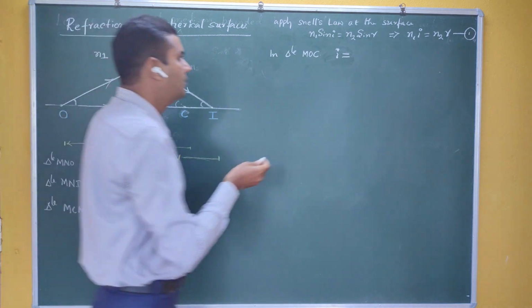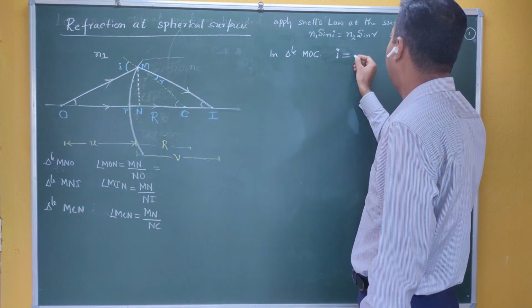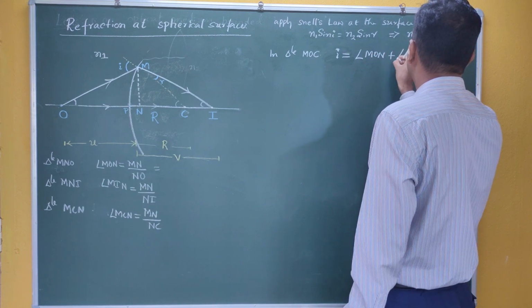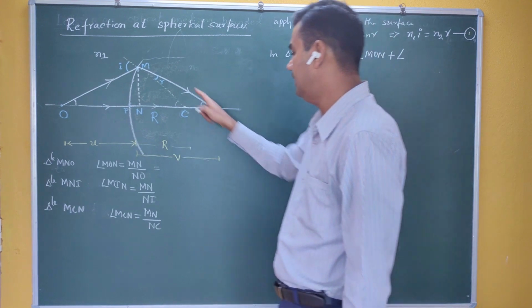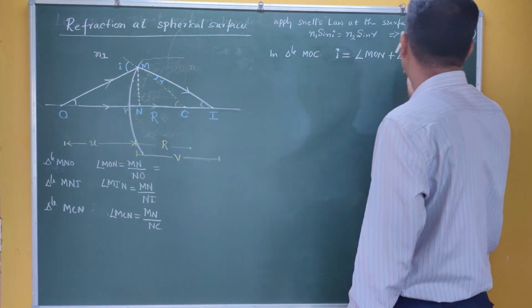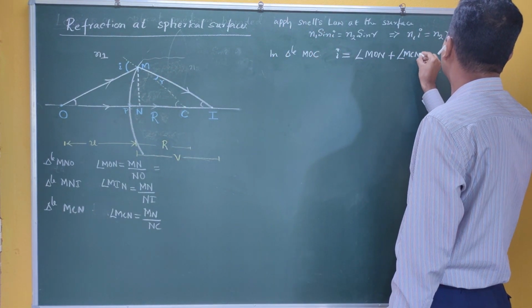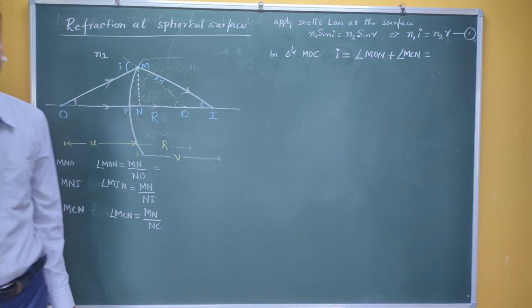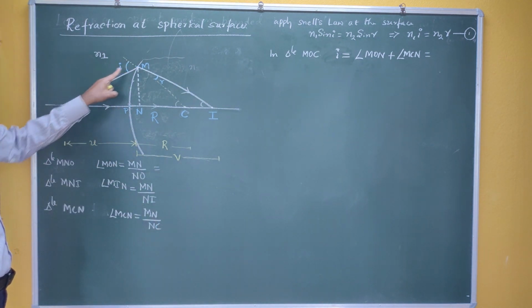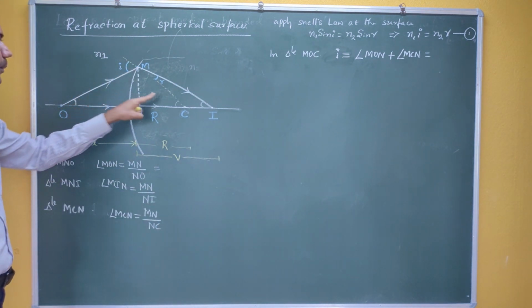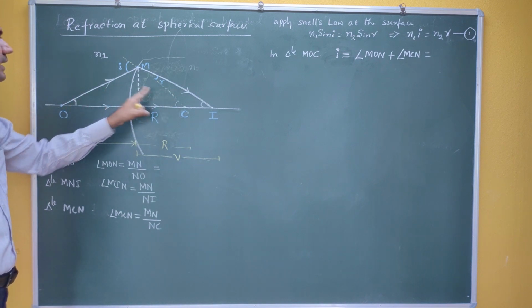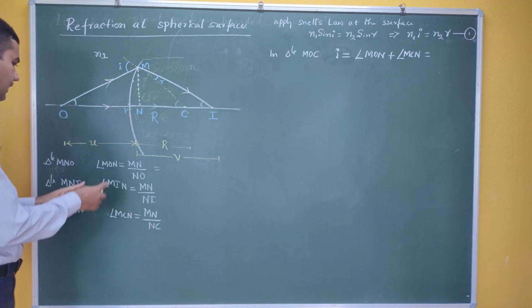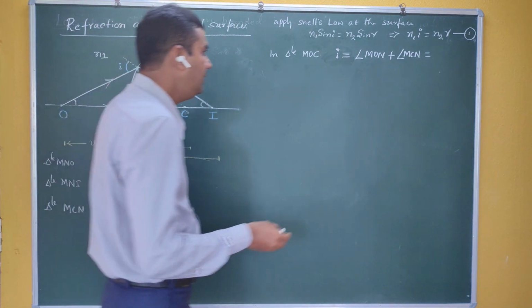Therefore, exterior angle is equal to the sum of interior opposite angles. So this one is MON and the second is MCN. Is it correct? In triangle MOC, I have used the property that the exterior angle is equal to the sum of interior opposite angles. Therefore, I can be written as angle MON plus MCN. Again, what is MON? That is nothing but MN by NO.